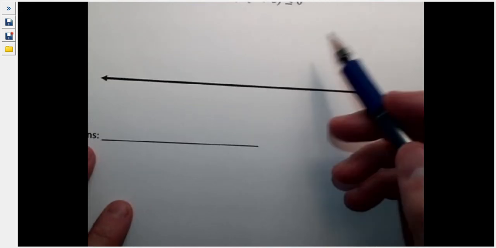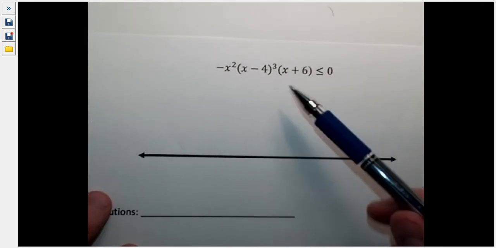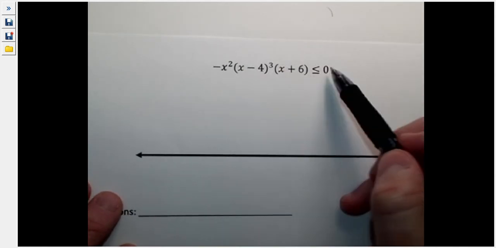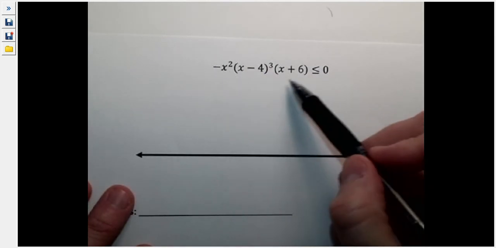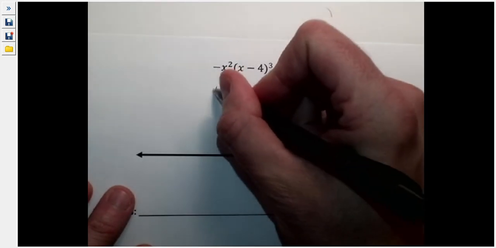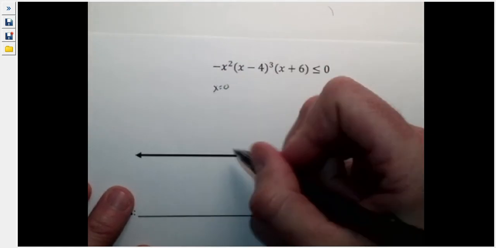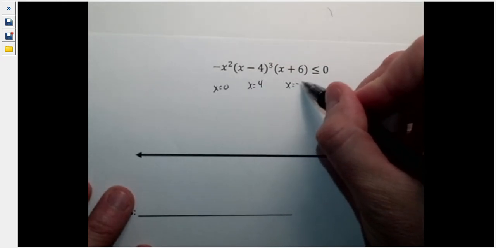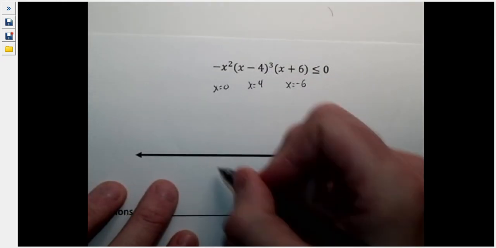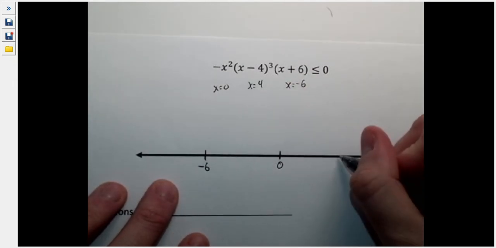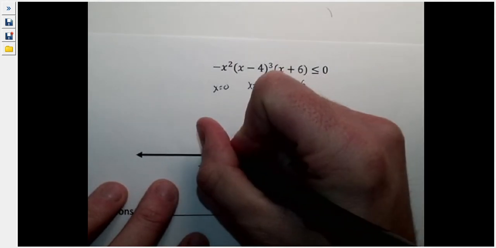Again, so I have this equation here. Start with my zeros. Okay, I want to know where this is less than or equal to 0. So I'm looking for where this is negative. Okay, but I got to figure out where it's 0 first. So that's x equals 0, x equals positive 4, and x equals negative 6. Okay, put those on my number line. Negative 6, 0, and 4. Those are my zeros.